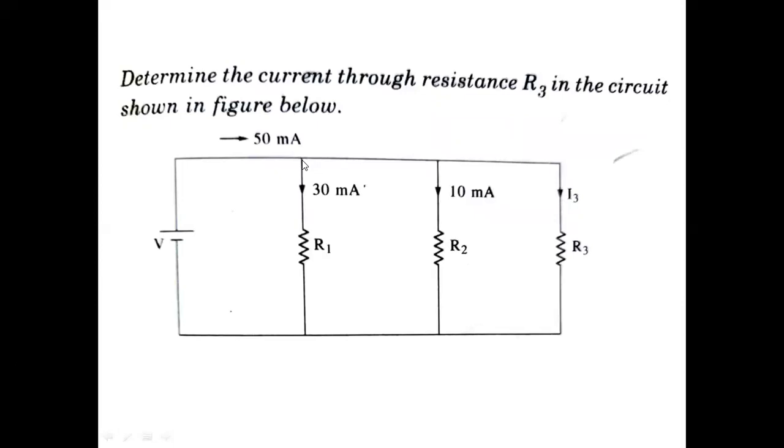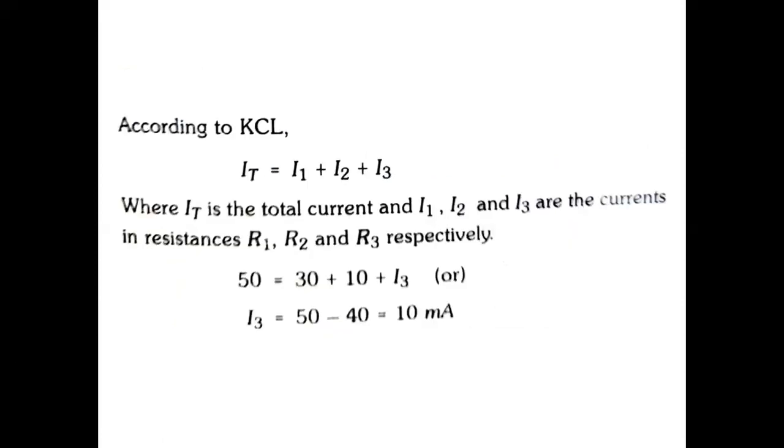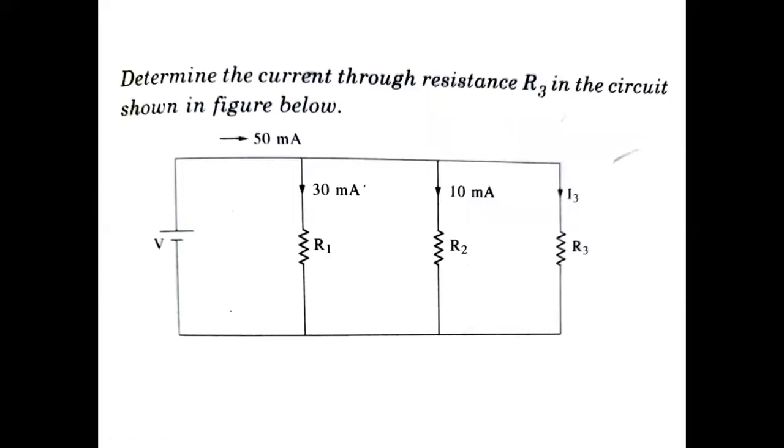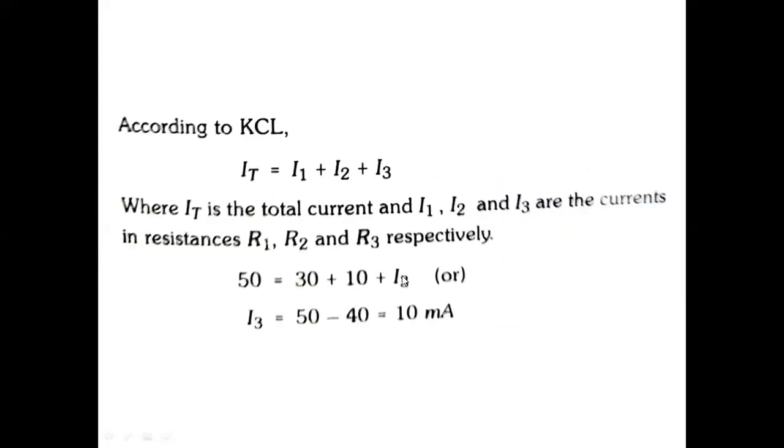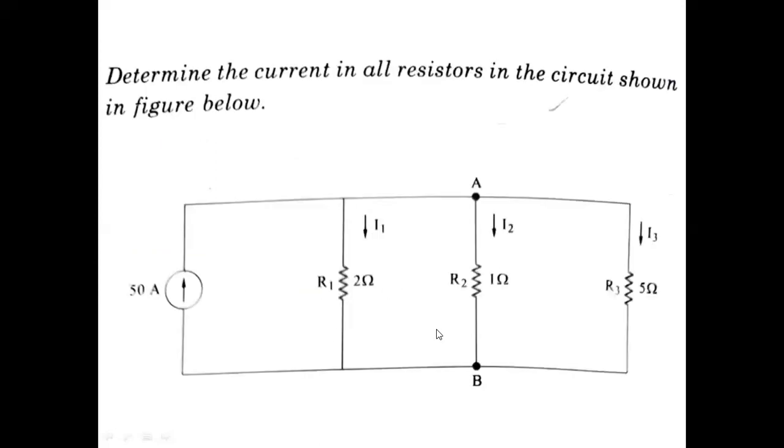Suppose you consider this junction, where all the currents are meeting. At this junction, the sum of the currents entering the junction is equal to the sum of the currents leaving the junction. So 50 is equal to 30 plus 10 plus I3. So I3 is equal to 50 minus 40, which is 10 milliamps.